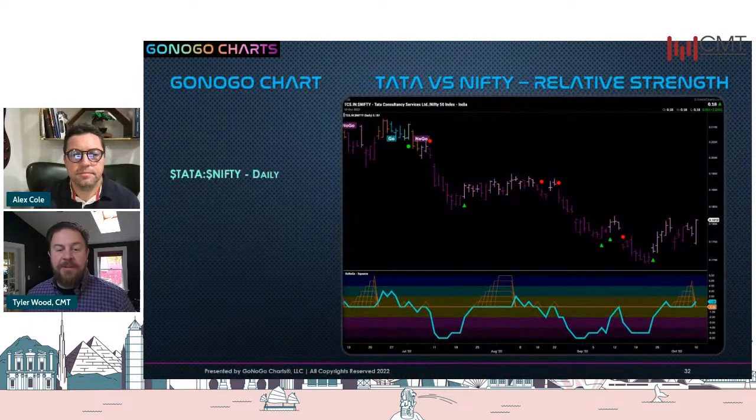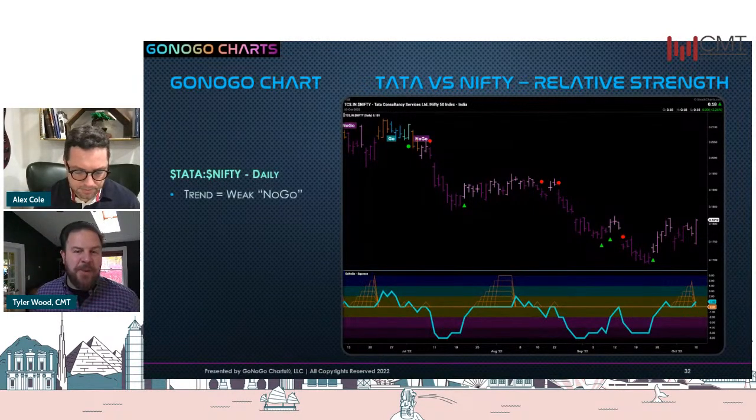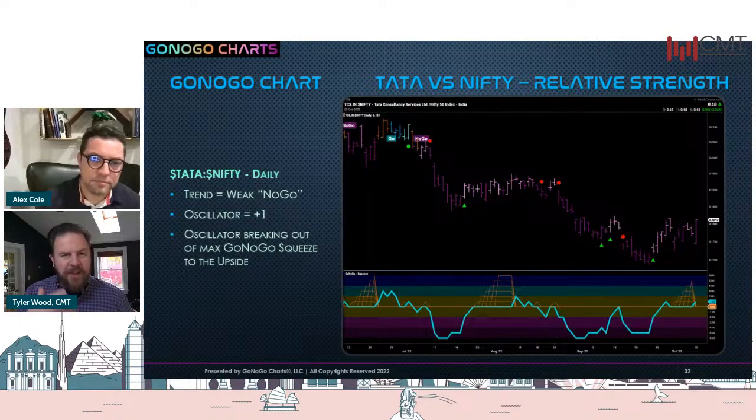We've got the Tata versus the Nifty, right? So again, coming back to that concept of relative strength, if we're looking at an individual security against a benchmark, we're seeing Tata is underperforming the Nifty 50. We're in a weak no-go. We've built that squeeze. The oscillator has broken out to a +1 on a relative basis. So we're seeing something constructive for Tata against the index.